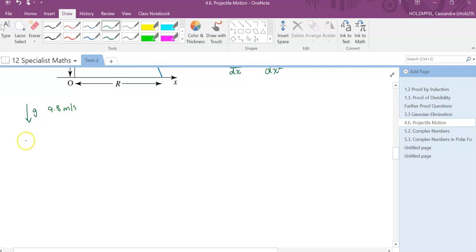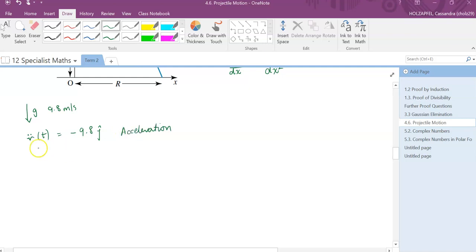So we could write the acceleration in terms of a vector as r double dot of t, and these two dots mean that it's been differentiated twice. So if we wanted to go back to the position vectors like we had before, we would have to integrate it twice. And that's going to be equal to negative 9.8j, where this j here represents the unit vector for the vertical direction. And it's negative because it's going in a downward direction. So that's our acceleration.